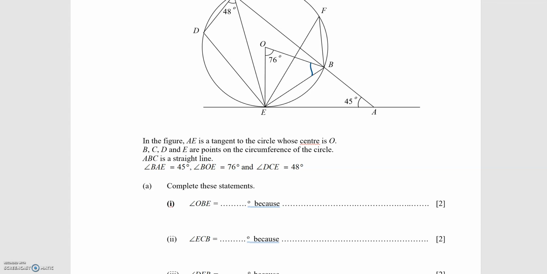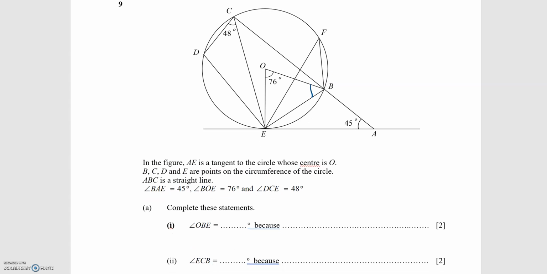now we know that OB and OE are the radius of this circle with center O. So we do have triangle BOE, which is an isosceles triangle, and angle OBE is the base of an isosceles triangle. So we can easily find the value of angle OBE. So angle OBE is 52 degrees because it is the base of an isosceles triangle.